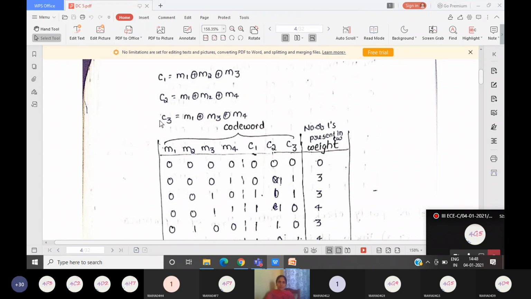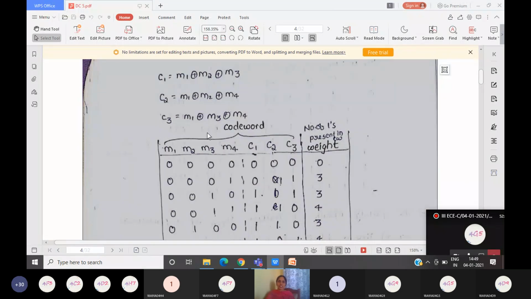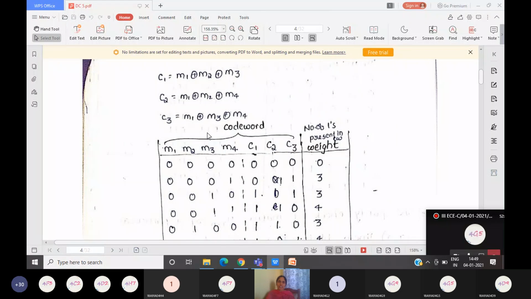Next C3: for an even number of ones, that is 0, 2 or 4, you will get the XOR output as 0. For an odd number of ones, you will get the XOR output as 1. So C3 is also 0. For the first combination, you get C1, C2, C3 as zeros only. Next, for the second combination, 0, 0, 0, 1.